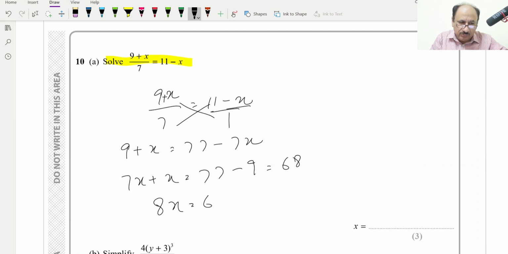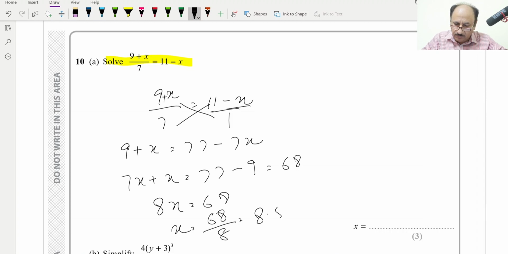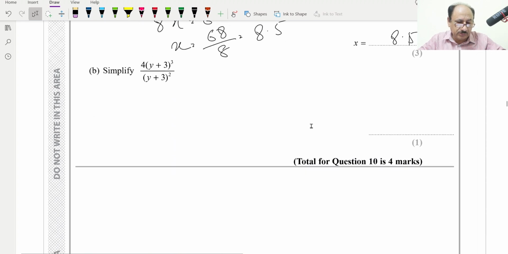8x is equal to 68. So x is equal to 68 over 8, which is 68 divided by 8, which is equal to 8.5. 8.5 will be our answer for this part. Hopefully you understood this question also.